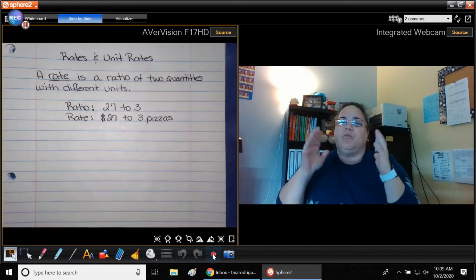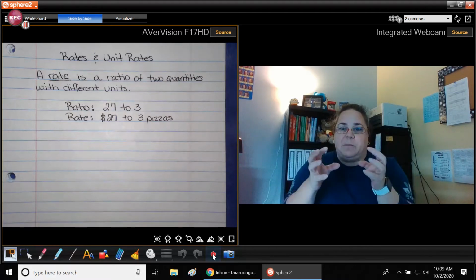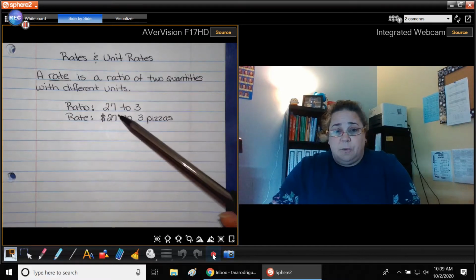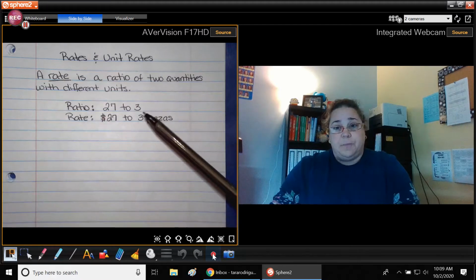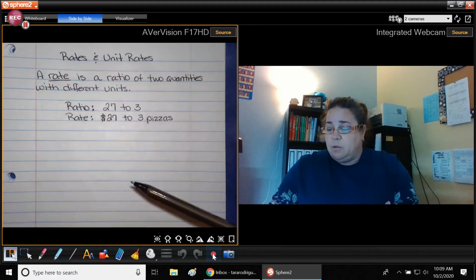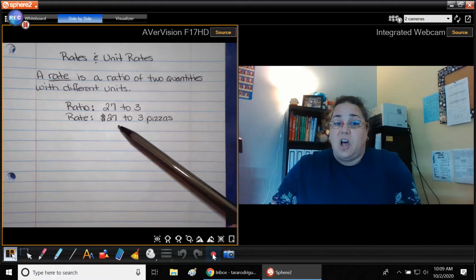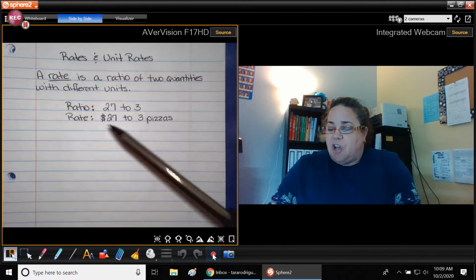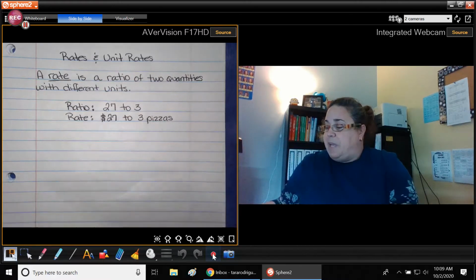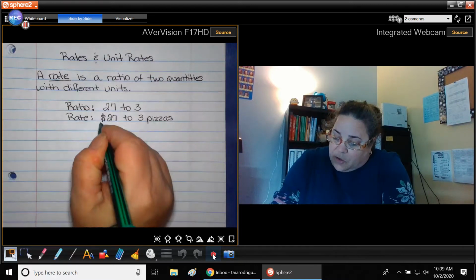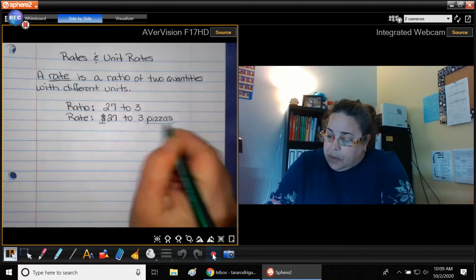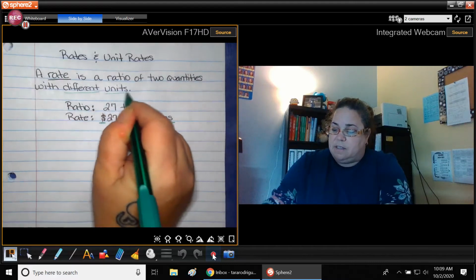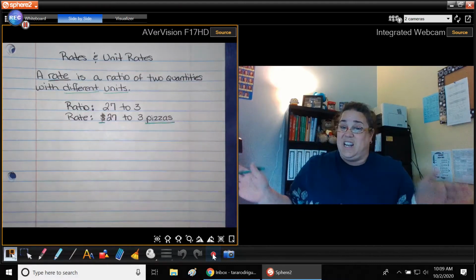Okay, meaning they're not necessarily related other than we're putting them together, okay? So an example of a ratio would be saying 27 to 3. But a rate would be like saying $27 to 3 pizzas, okay? Dollars is a unit and pizzas is a unit. So these are my units right here. Remember my definition said different units. Dollars, pizzas. They're not anything like each other.